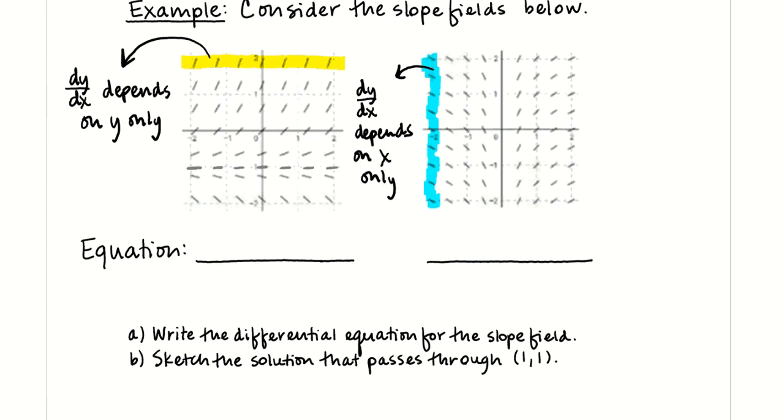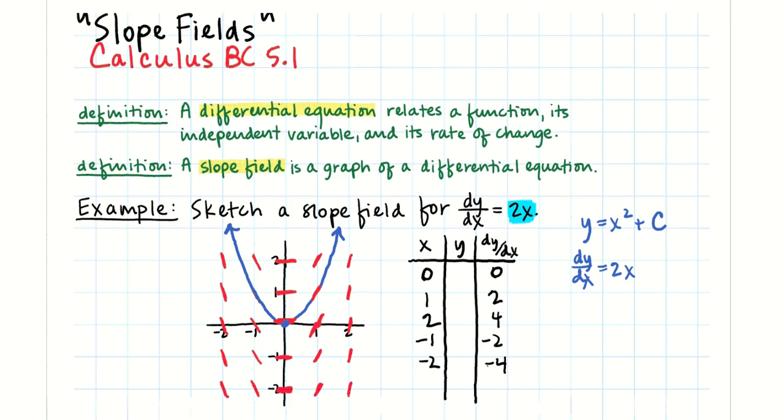Now I'm going to flip back a couple pages and ask you to notice that we've actually already seen this happening. In the first slope field that we drew, dy/dx only depended on x. As we moved left and right, we saw different slopes, but vertically along a column we always had the same result. That's why we didn't really care what y was, because dy/dx only depended on x.